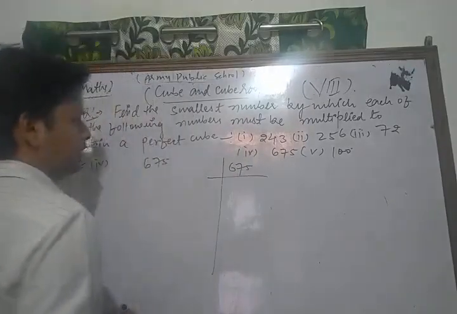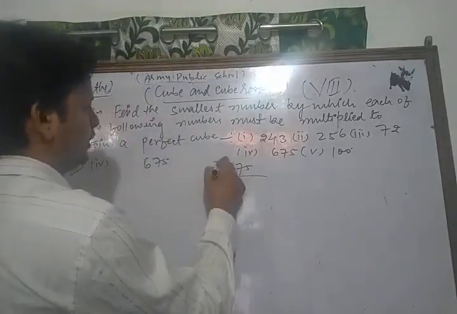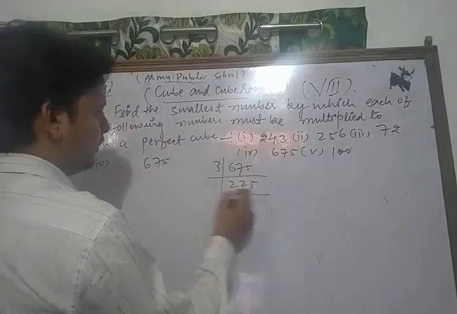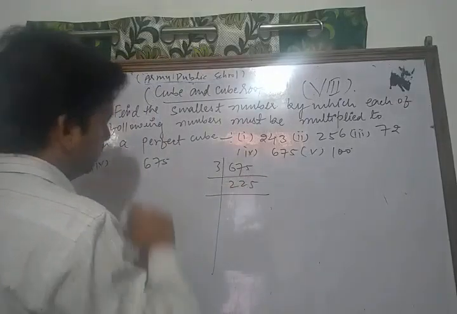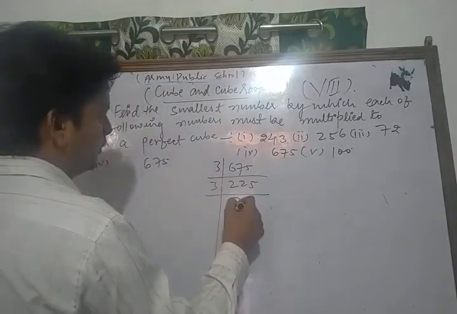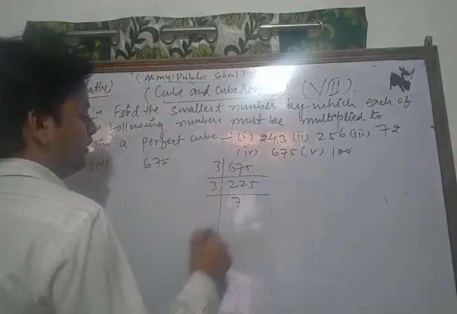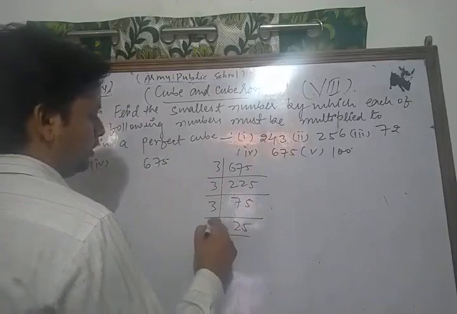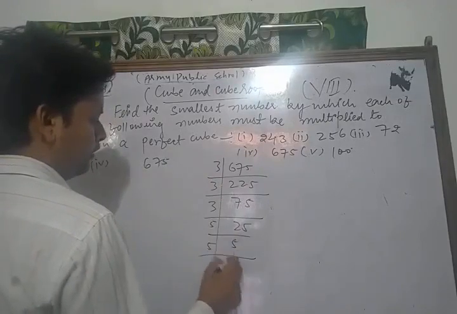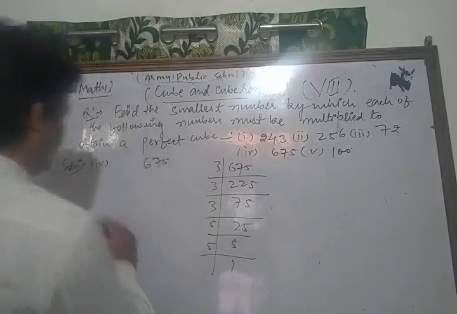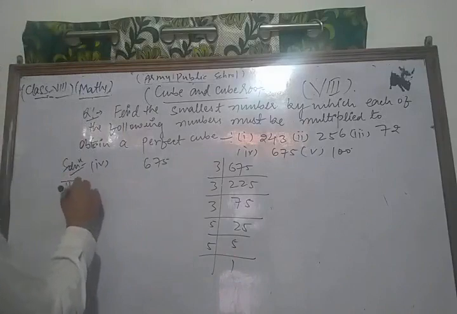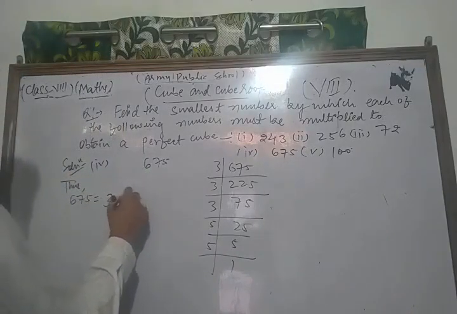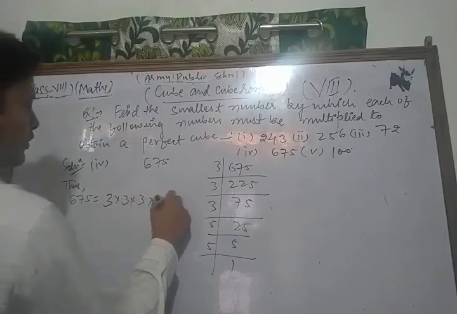So now 3 twos are 6, 3 fives are 15. Now again by 3, 3 sevens are 21. Okay, 3 fives are 15. Again by 3. Again now 5, now 5, 1. Okay, thus 675 is 3 into 3 into 3 into 5 into 5.